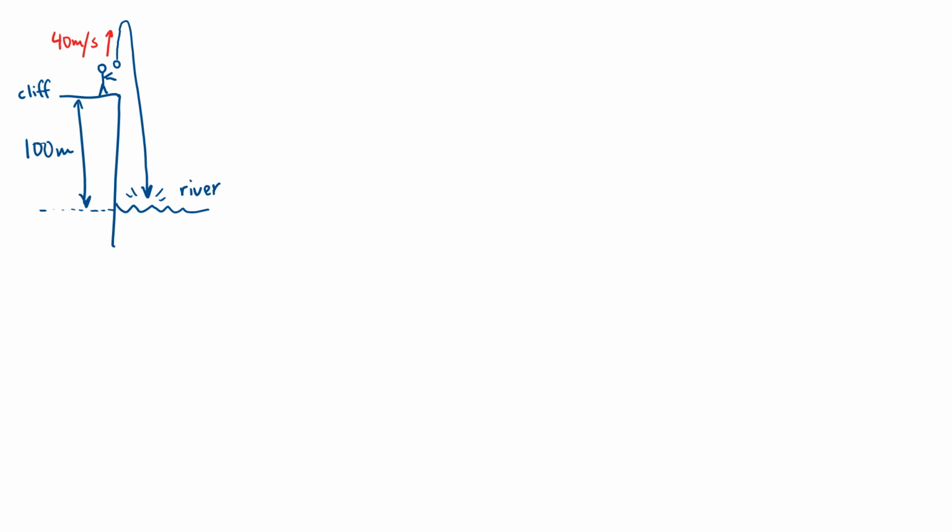So I've drawn a little picture here, but we've got our person standing on top of this 100-meter cliff. We're throwing the rock vertically up into the air. So it's going to go up for a while, but then eventually gravity is going to pull it down and it's going to land in the river 100 meters below where it started.